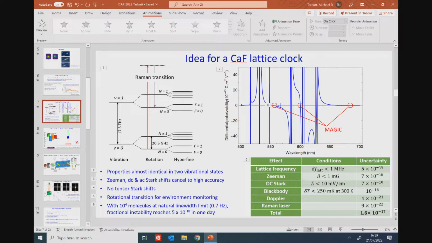What we're actually planning to do is to use the lattice light as one of the Raman beams. So it's kind of already magic, and then you close the Raman transition with another wavelength, which it turns out you can also make magic, and which also requires a very, very tiny intensity because the lattice is so intense.